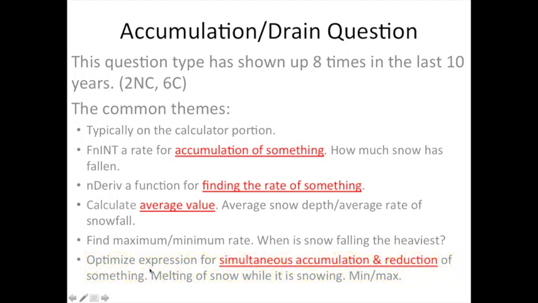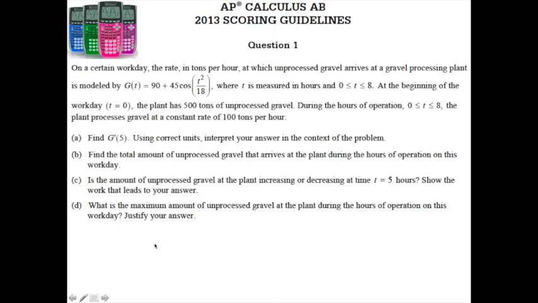So we'll look at this next question and try to hit most of those typical things to ask. So this is question number 1. It's a calculator problem. We're working here at a gravel processing plant. We've got gravel coming in. It's unprocessed, so it's like big chunks of concrete. And we send it through a processor that breaks it down at this rate.